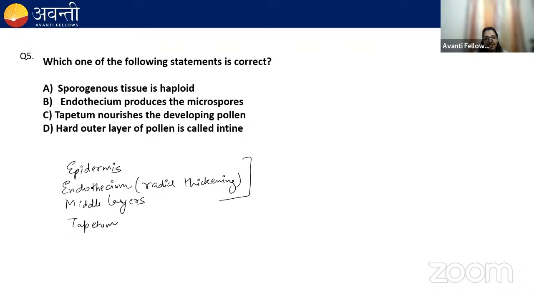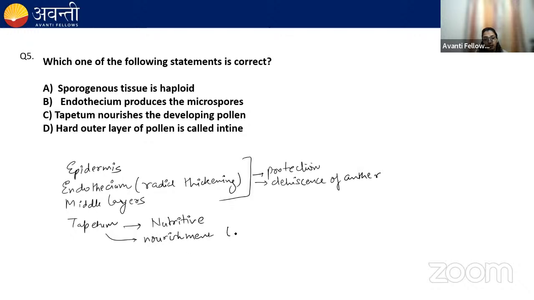The first 3, epidermis, endothecium and middle layer, all perform the function of protection. They also help in the dehiscence of the anther when the anther matures, so that the pollen get released out. Tapetum's function is nutritive in nature. It provides nourishment to the developing pollen.